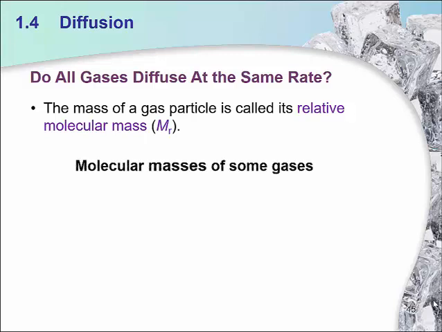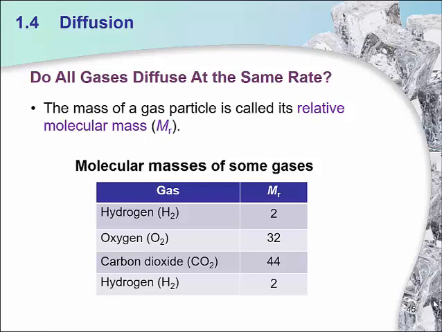First is the mass. The mass of particles is called relative molecular mass. Molecular mass of some gases are, for example, hydrogen is 2. Why? Because each hydrogen is 1, so 1 times 2 equals 2. And oxygen, each oxygen is 16, so times 2 equals 32. Carbon dioxide, carbon is 12, plus 16 times 2 equals 44. These are relative molecular masses of the molecules.